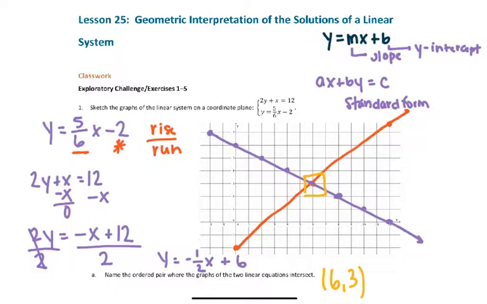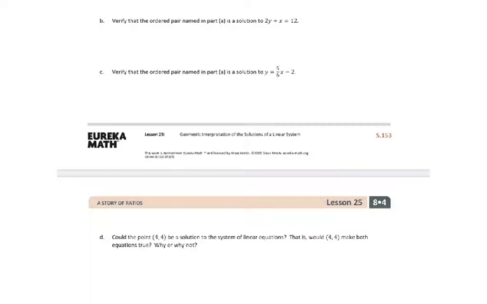So that is the point that is the solution to this equation. Now, we're going to be sure that this is the solution by verifying that indeed it is. So in our next slide, I'm going to move on. For part B, it asks us to verify that the ordered pair named in part A is a solution to 2y plus x equals 12, which was our first equation. And remember, our coordinate pair was 6, positive 3. So that means that 6 is our x value and 3 is our y value.